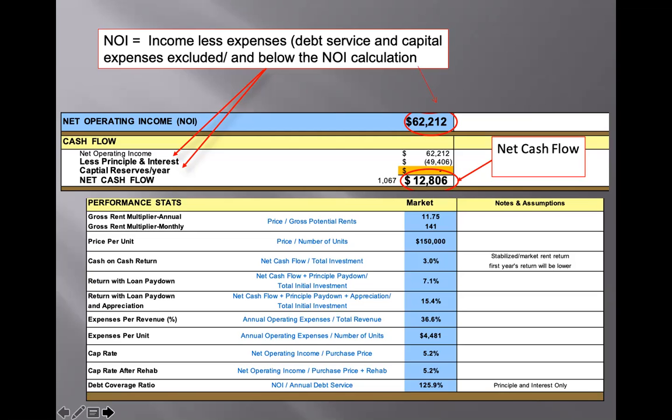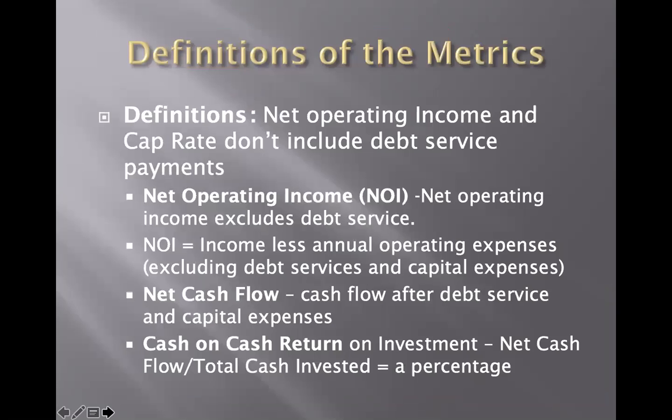Once you factor those items in, you get your net cash flow, and that's what's going to create your cash on cash return on investment. On top of the cash on cash return on investment, the pro forma calculates how that goes up once you add your loan paydown. And if you factor in a 3% appreciation, that's when the numbers really start getting good.